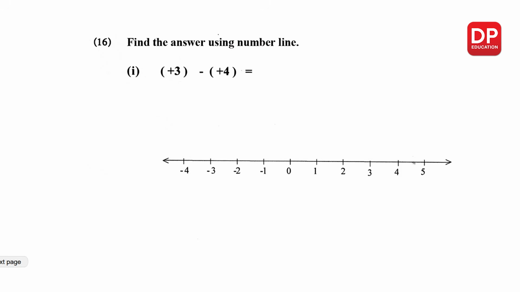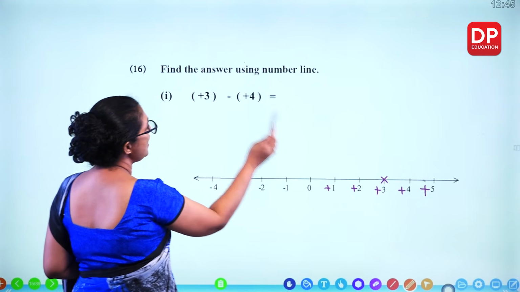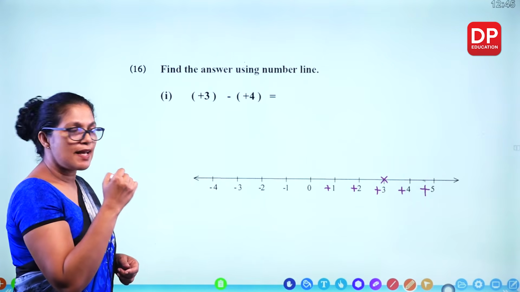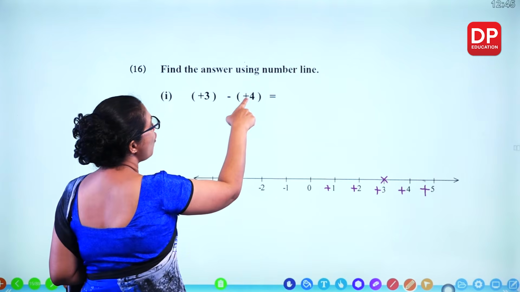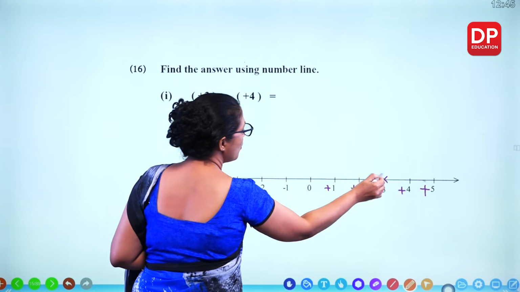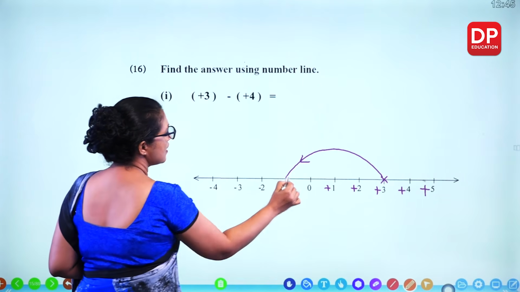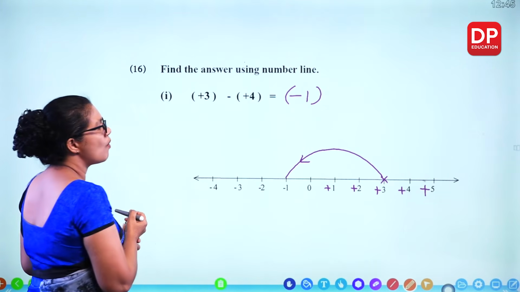Find the answer using number line. So starting value is plus 3 minus means left. Here plus 4. So left 4 places. 1, 2, 3, 4. So you get this number. So what's the answer? Minus 1.